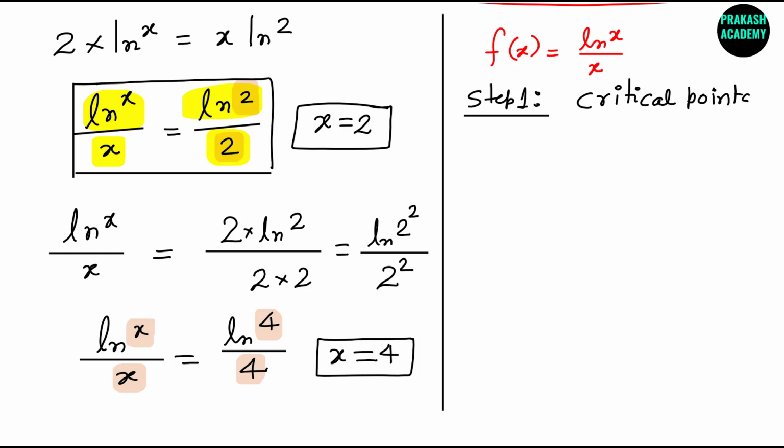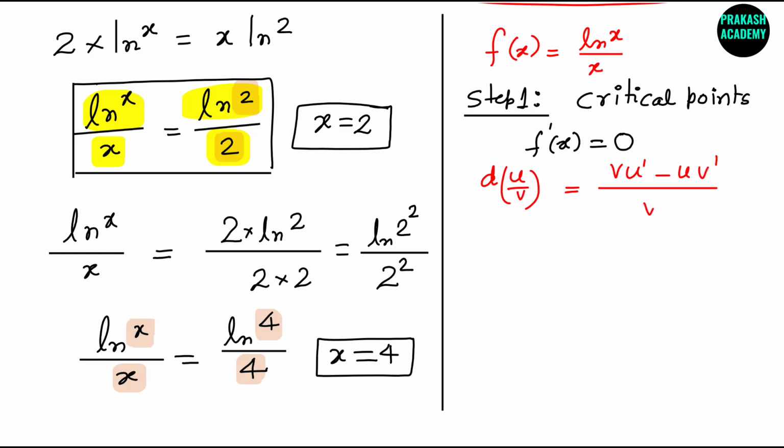That is, points where the function has a minimum or maximum. How do we find critical points? We differentiate this function, which is part of calculus, and then equate it to 0. Now I will use one result: if you want to differentiate u by v, first you differentiate u and leave v, minus leave u and differentiate v, and then you divide by v square.